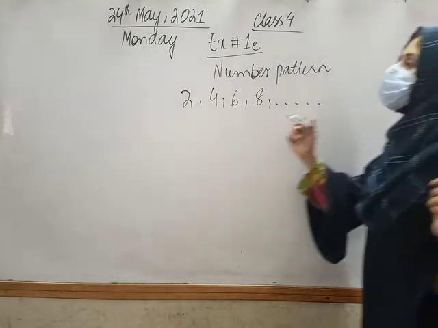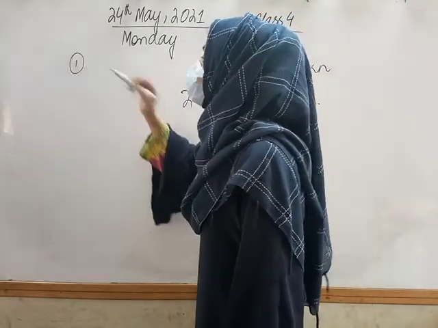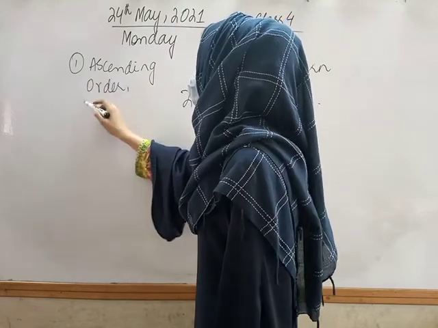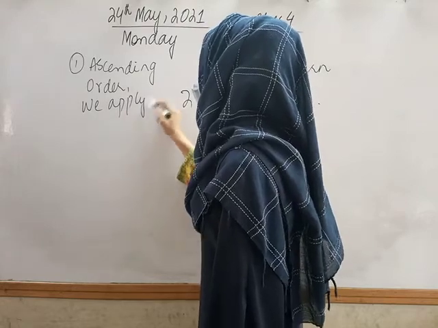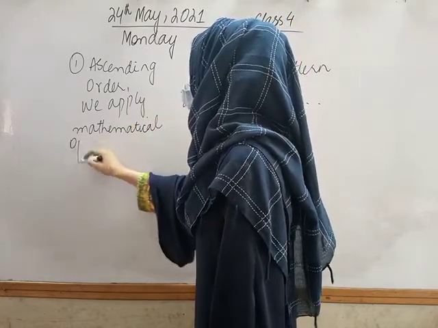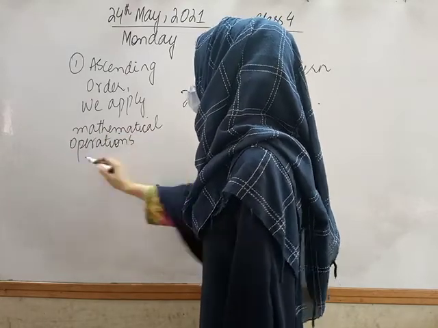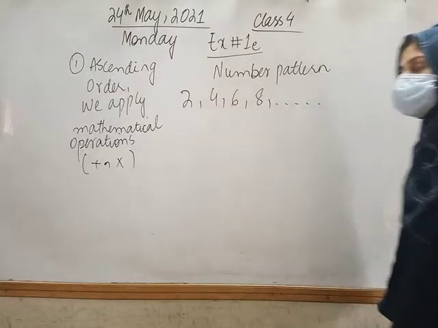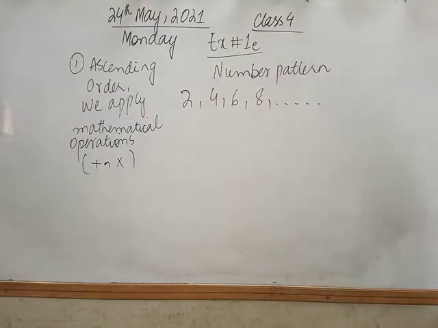Fine. So first of all we will discuss its rule. If the pattern is in ascending order, we will apply mathematical operations, multiplication. Fine? Which operations will we use to find the next terms of this pattern? If we want to find the next term, what will we use? Plus and multiplication if the order is ascending order. Fine? Okay.